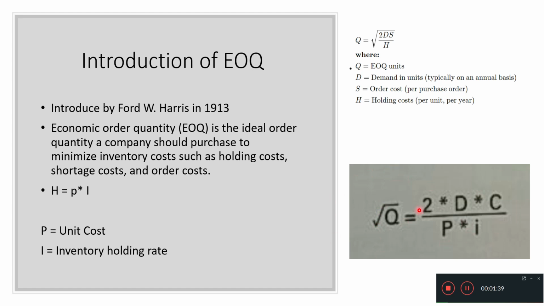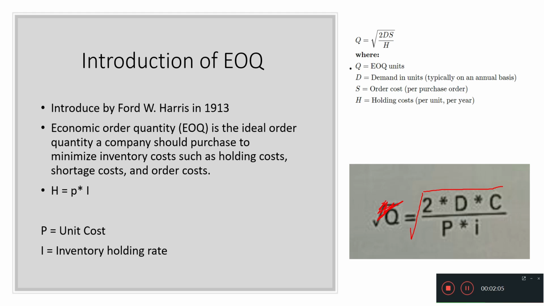the one over here. However, the one in the book shows a bit of an error over here. The square root should be over here instead of here. Yep, so this will be the proper equation of EOQ.